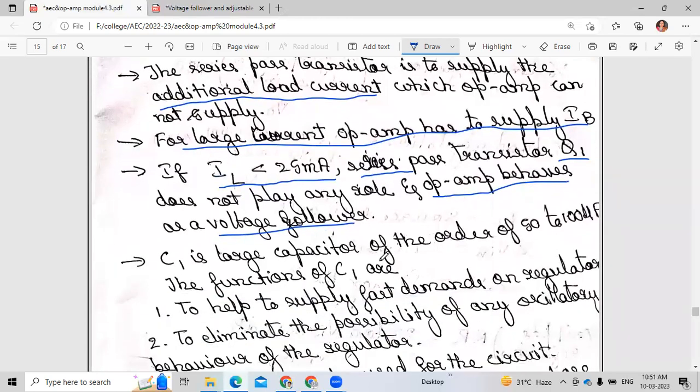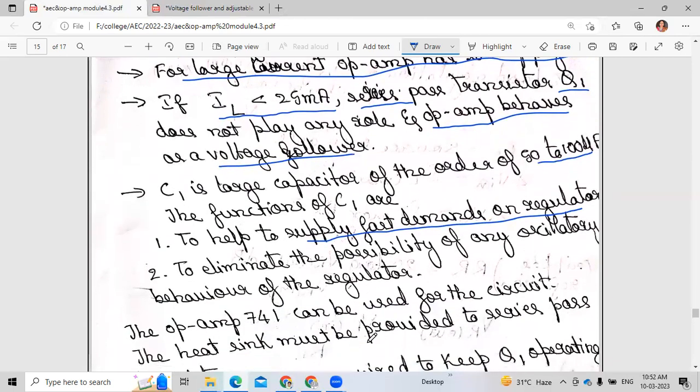C1 is a large capacitor of the order of 50 to 100 microfarad. Why are we using C1? To help supply fast demands on the regulator and to eliminate the possibility of any oscillatory behavior of the regulator.